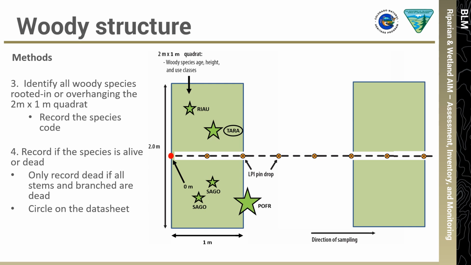Let's say, for example, we have 5 individuals in the quadrat, shown here with light green stars. We would record the species for each of these individuals because they are all either rooted in or overhanging the quadrat. In this case, all branches and stems of the Tamarix ramosissima, the tamarisk, are dead, so we would circle the species name on the datasheet.